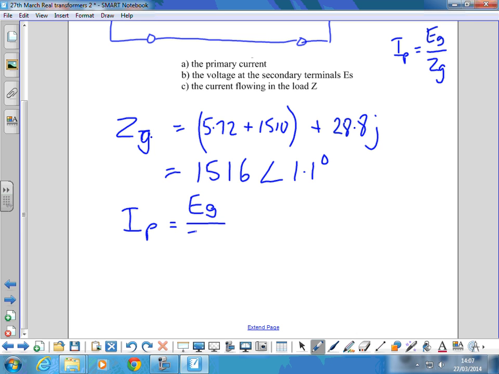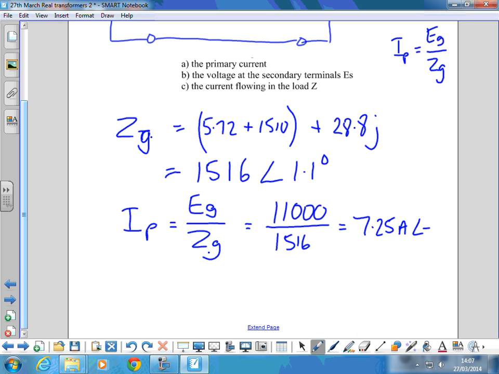So now we can say that I primary is EG over ZG, that is 11,000 over 1516 equals 7.25 amps. A lot less than 600 or 700 amps or even 1,000 amps.